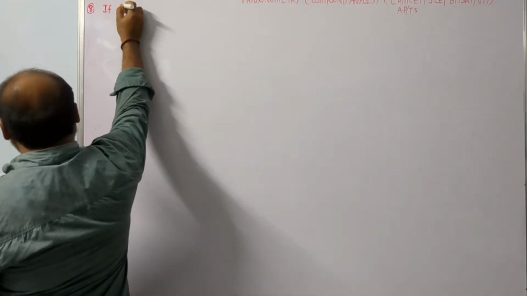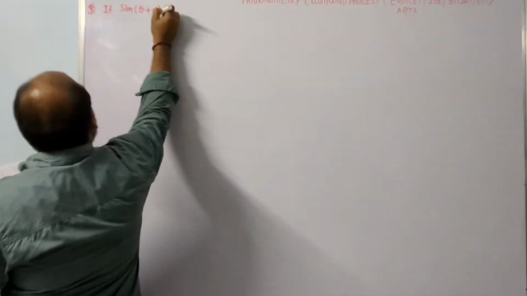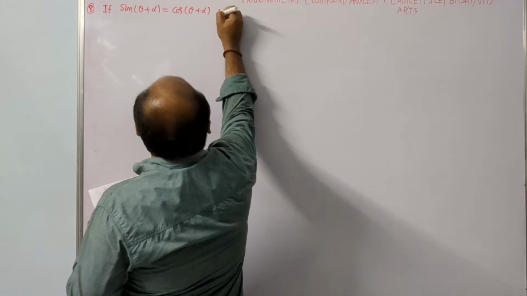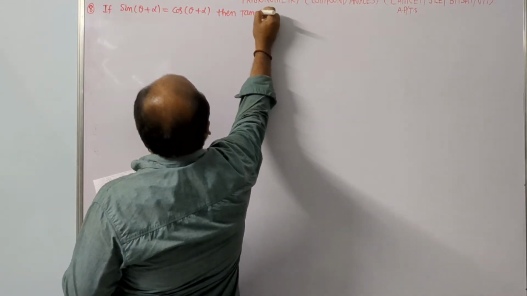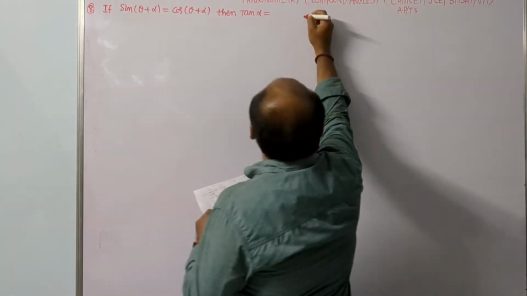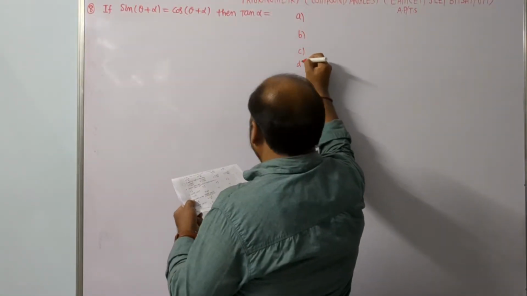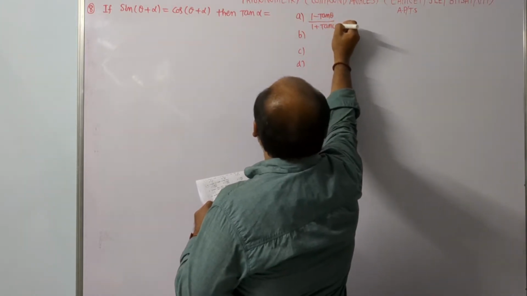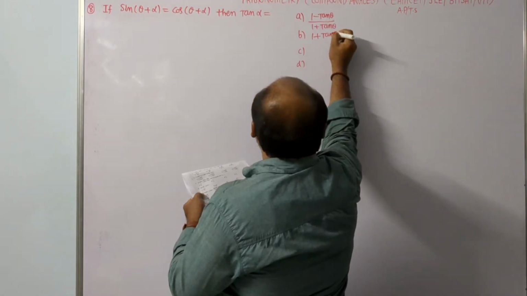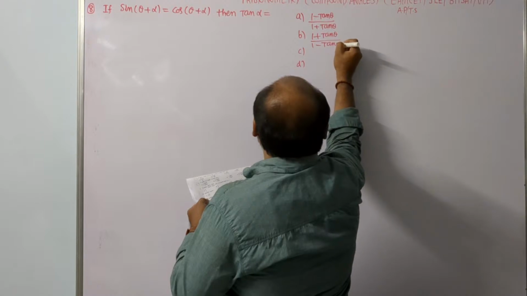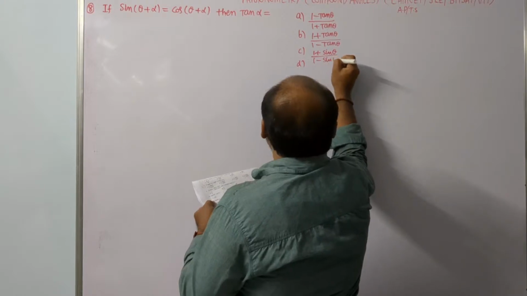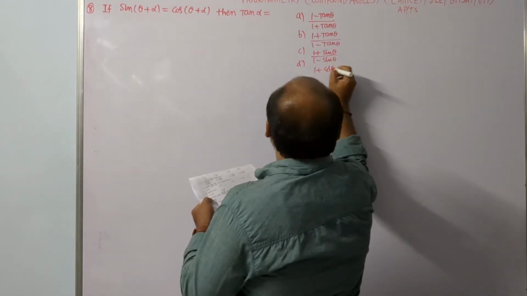Question number 8. If sine of theta plus alpha is equal to cos of theta plus alpha, then tan alpha equal to. So options are ready here. 1 minus tan theta by 1 plus tan theta. 1 plus tan theta by 1 minus tan theta. 1 plus sin theta by 1 minus sin theta. 1 plus cos theta by 1 minus cos theta.